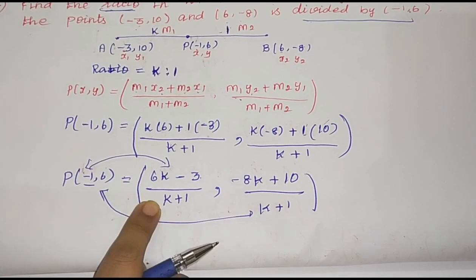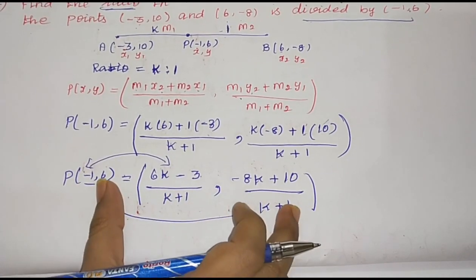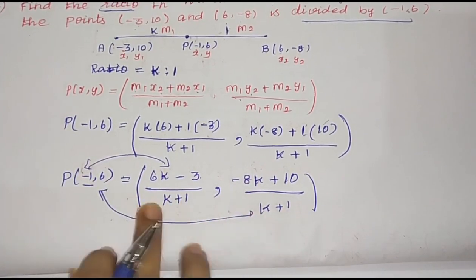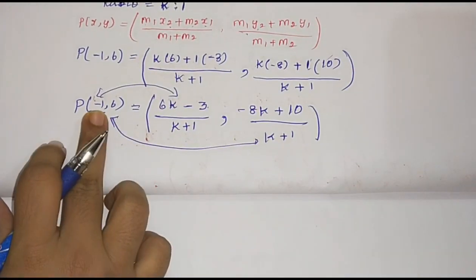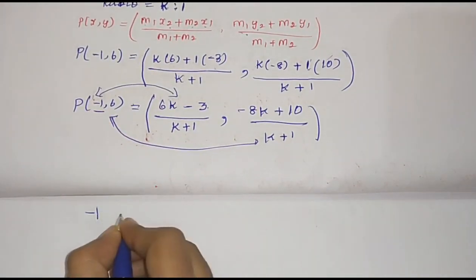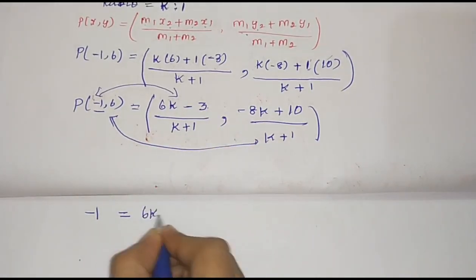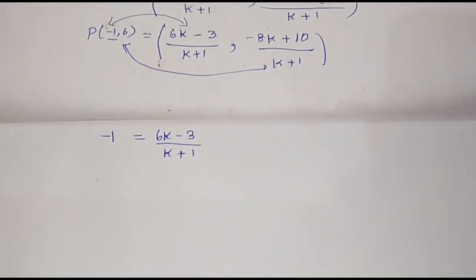Here we have to find out the k value. So either x coordinate we can compare or y coordinate we can compare. Any one you can consider, both answers will come the same. Now I am considering x coordinate only. Here the x coordinate is minus 1, left hand side, equal to the right hand side x coordinate 6k minus 3 divided by k plus 1. Now I am simplifying and finding the k value.